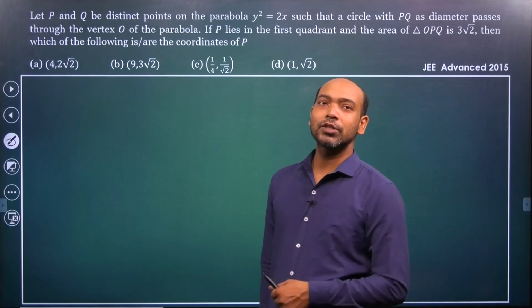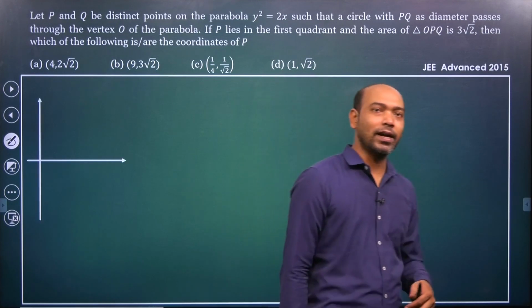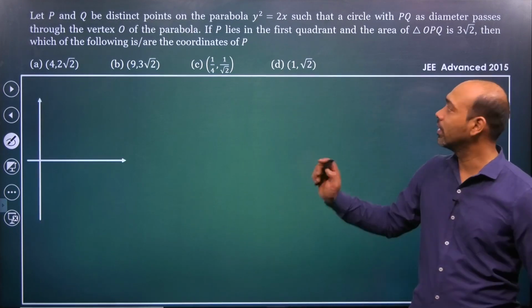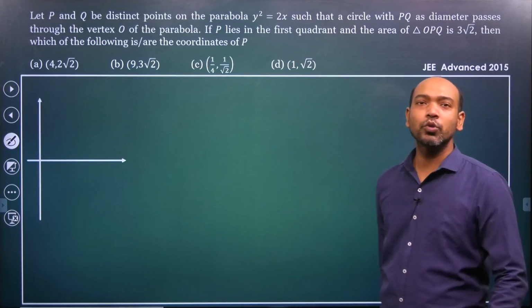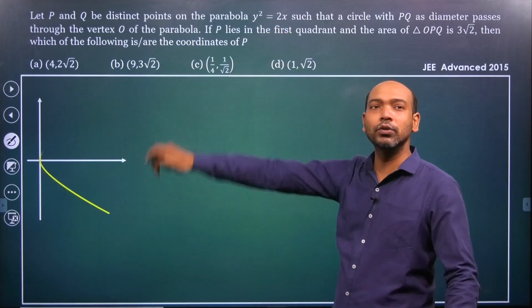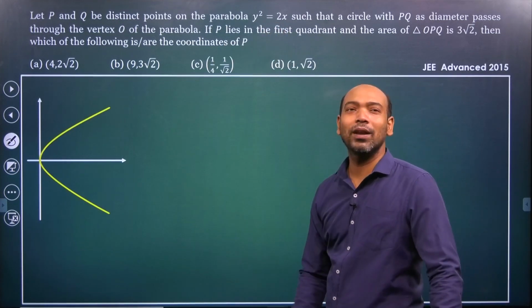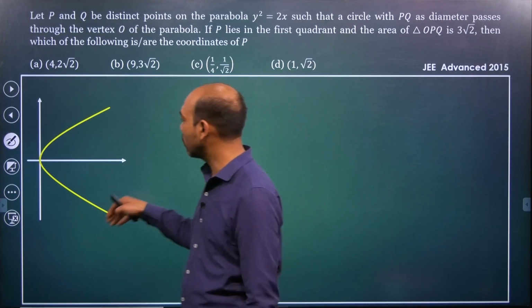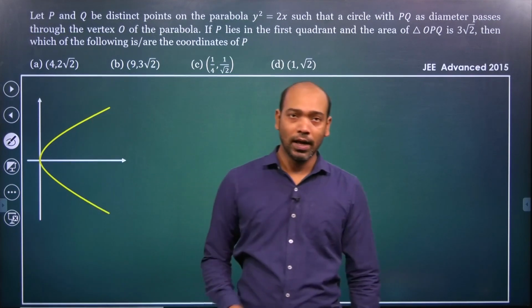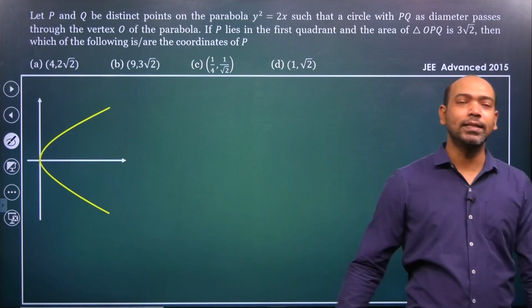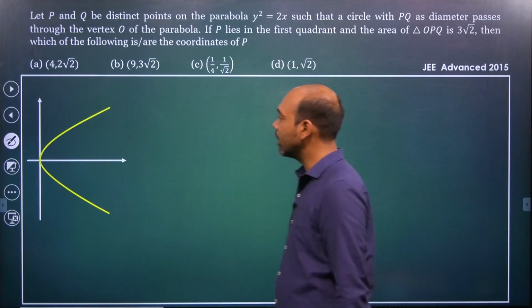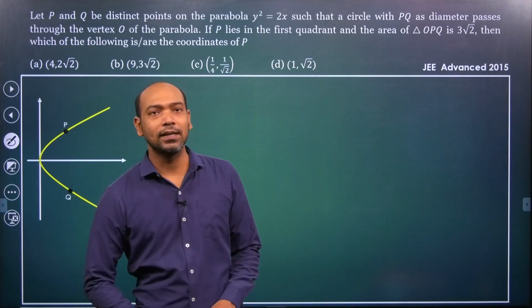So first, let us draw the x-axis and y-axis. That's obviously needed to understand the problem. So we draw y square equal to 2x. This is obviously a parabola, an approximate parabola. Now we consider two arbitrary points here. So let's take those two arbitrary points as P and Q, as it's said.